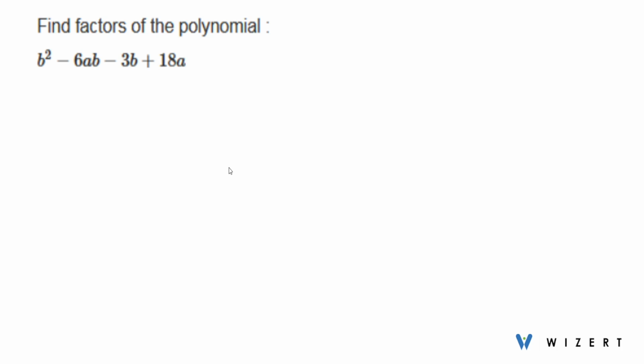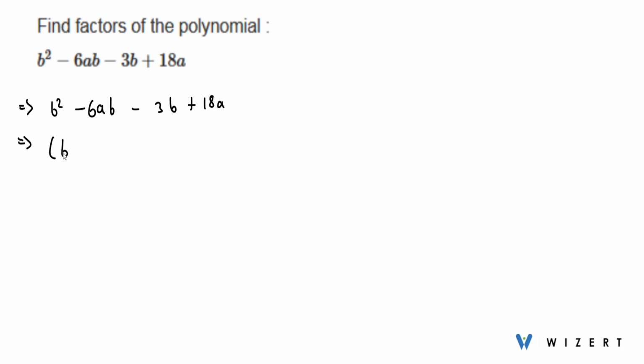According to the question, we have been given a polynomial and we have to express it in the factorized form. So the polynomial is b square minus 6ab minus 3b plus 18a. So our first step will be to segregate the terms in a pair of 2.